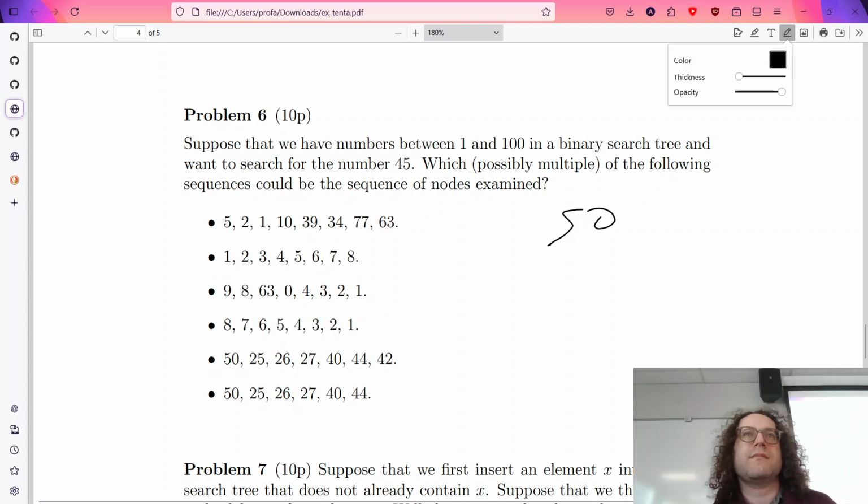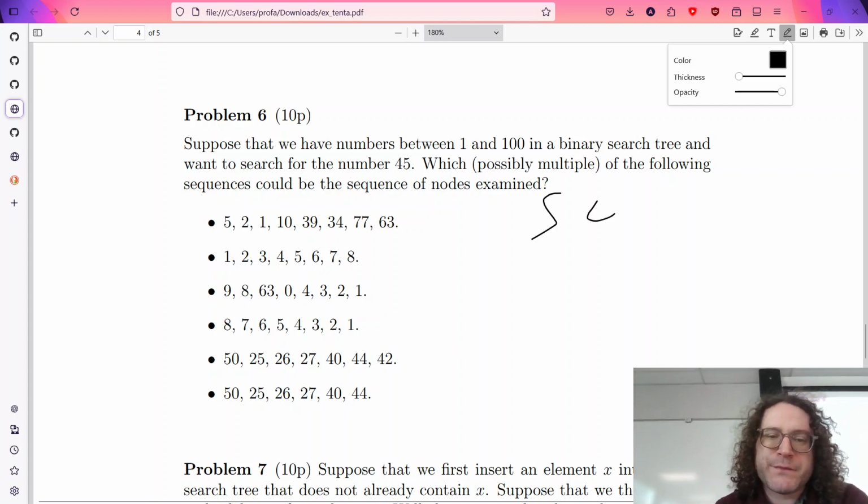50. Wait, aren't you looking for 45? Yeah, but it's looking for 40, I see. But it's possible. It's not all the numbers between 1 and 100 in the tree. They're just limited to the range 1 to 100. So by not hitting 45, we're saying it's not in this tree.